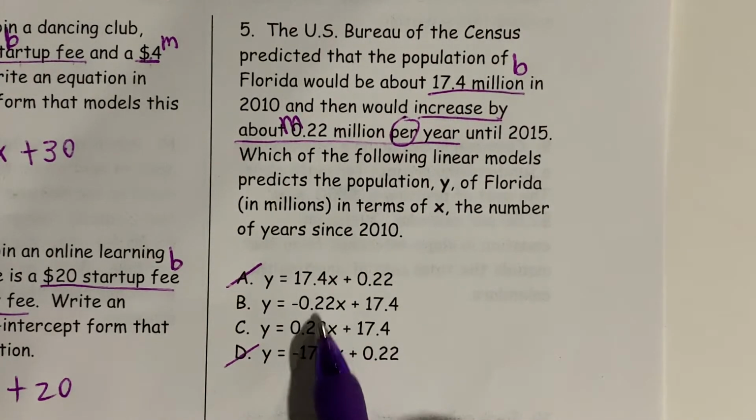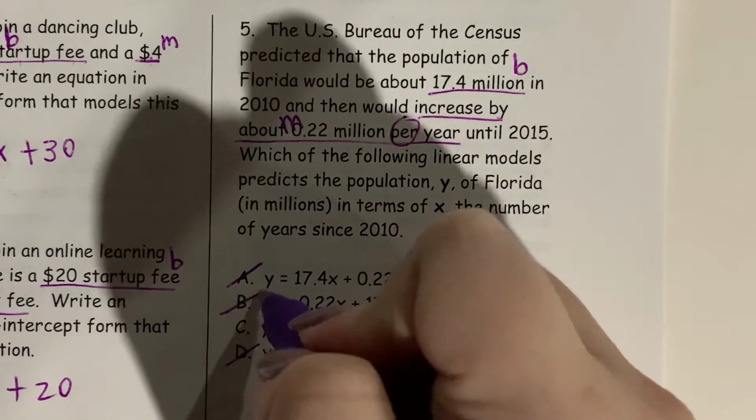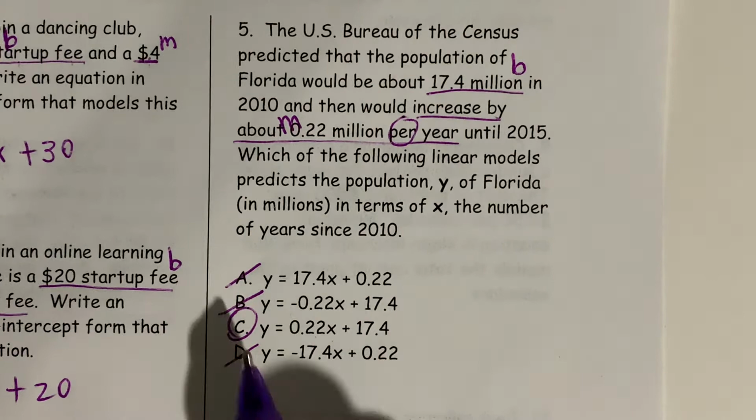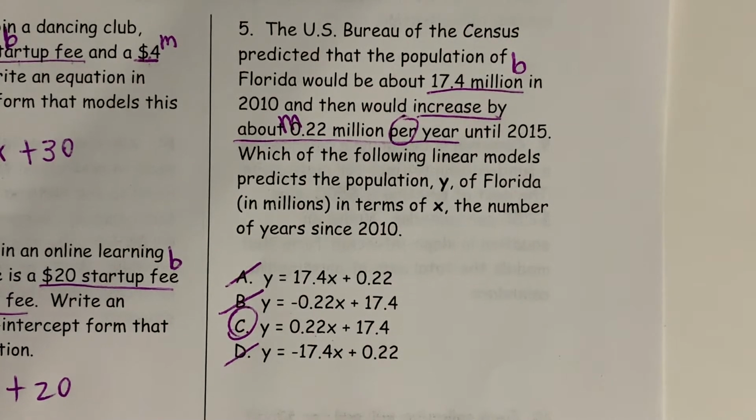Notice that's the difference between choices B and C. In B, it's negative 0.22, so that would be decreasing. We need to increase by 0.22 million per year plus where we started. So C should be the correct answer for that one.